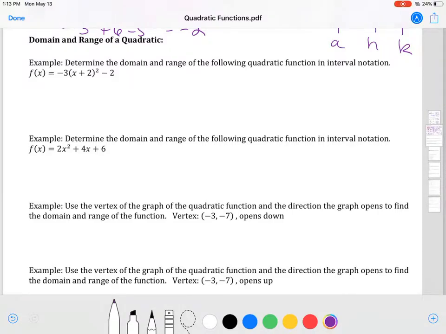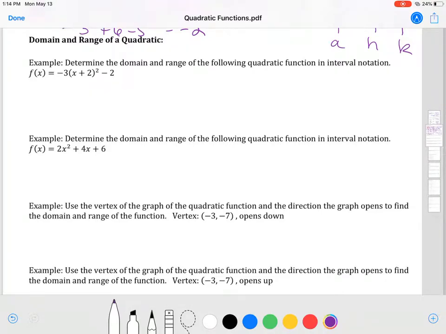Okay, now in this video, we're going to get into finding the domain and range of a quadratic. And what I want you to keep in mind is, if we think back to when we talked about domain and range for the first time, in section, I think it was 3.1 and 3.2, when we introduced functions, we wanted to consider two restrictions.